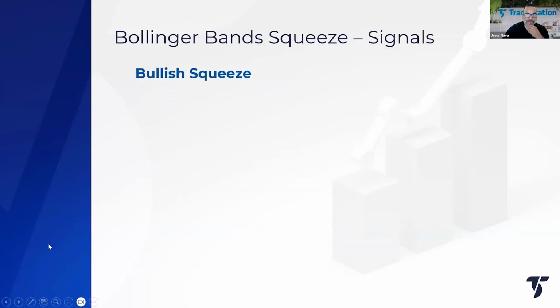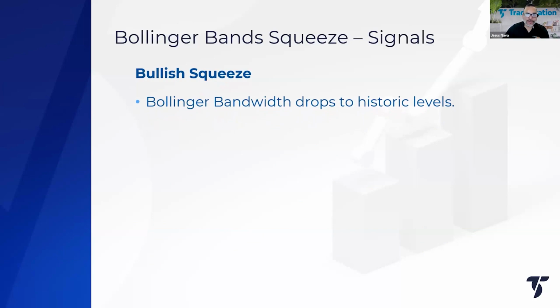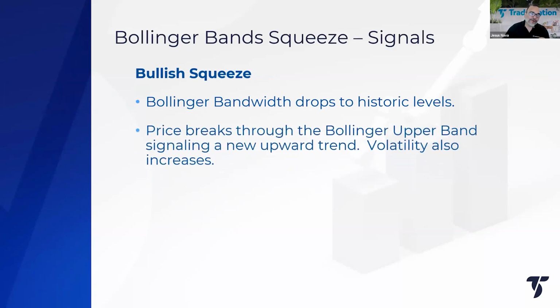The signals, of course, in a bullish squeeze, we're talking about the bandwidth dropping to historic levels, meaning that the market is sideways, very low volatility. The bands in the Bollinger Band are closer to each other. And then the price breaks through the Bollinger upper band, signaling a new upward trend. The volatility also increases.